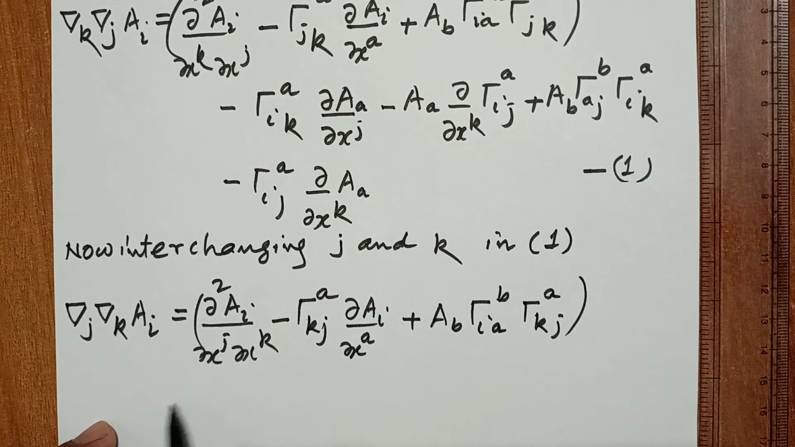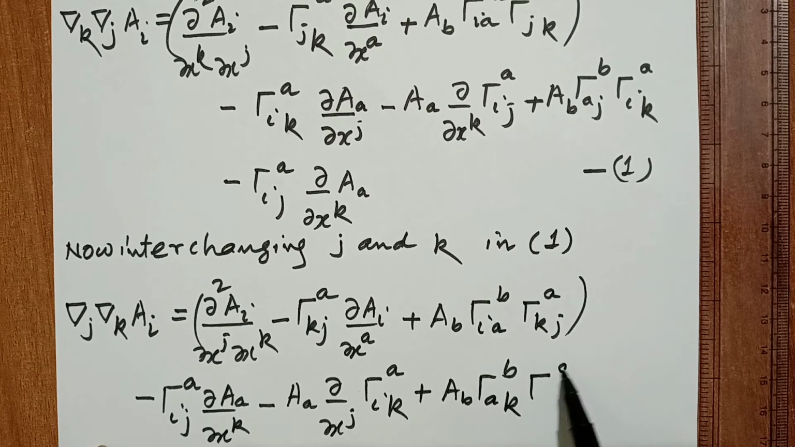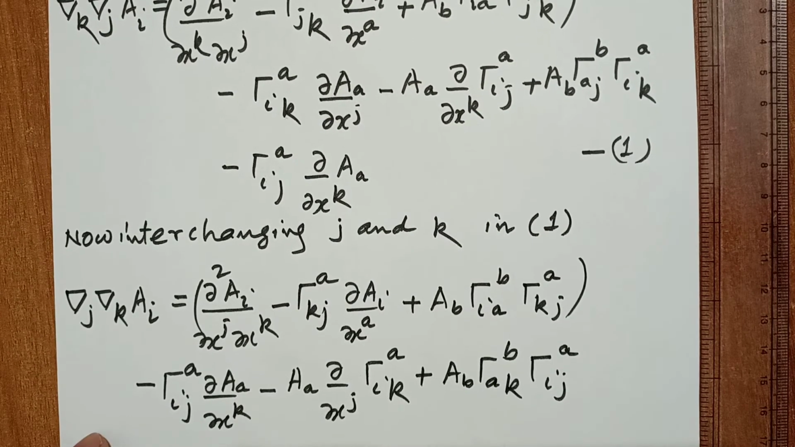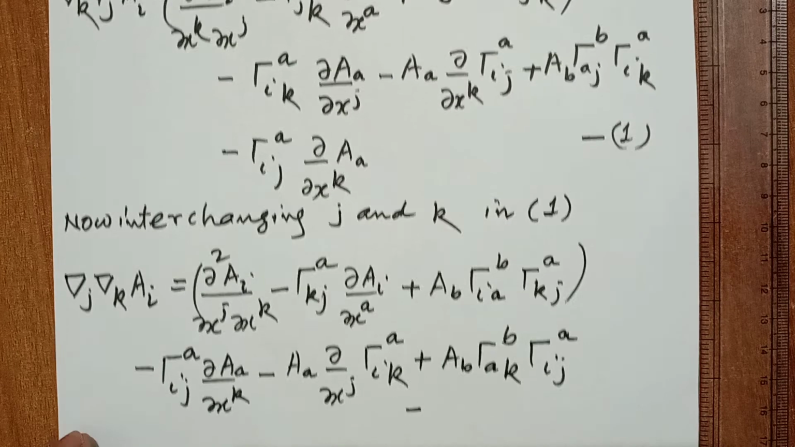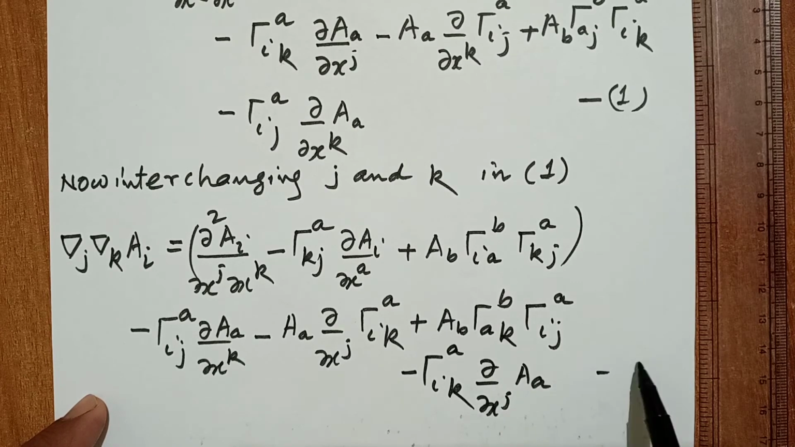Next, here minus gamma a_ij del a_a upon del x k minus a_a del upon del x j, Christoffel symbol of second kind a_ik, plus a_b gamma b a k, this is a_ij. Now the last term minus a_ik del x j a_a. This is equation second.